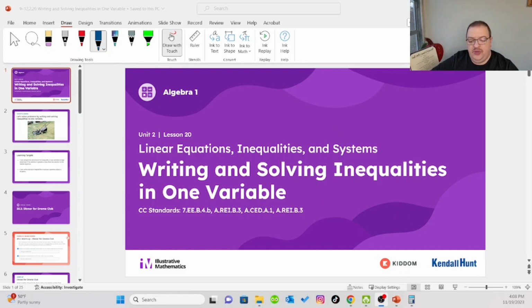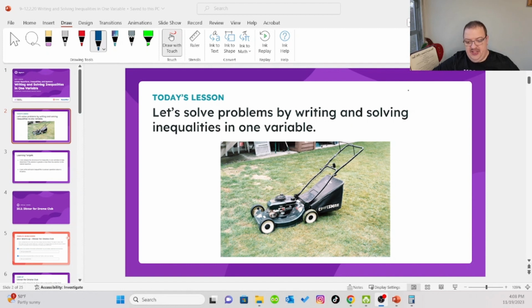Welcome to Unit 2, Lesson 20, Writing and Solving Inequalities in One Variable. In today's lesson, we're going to solve problems by writing and solving inequalities in one variable.